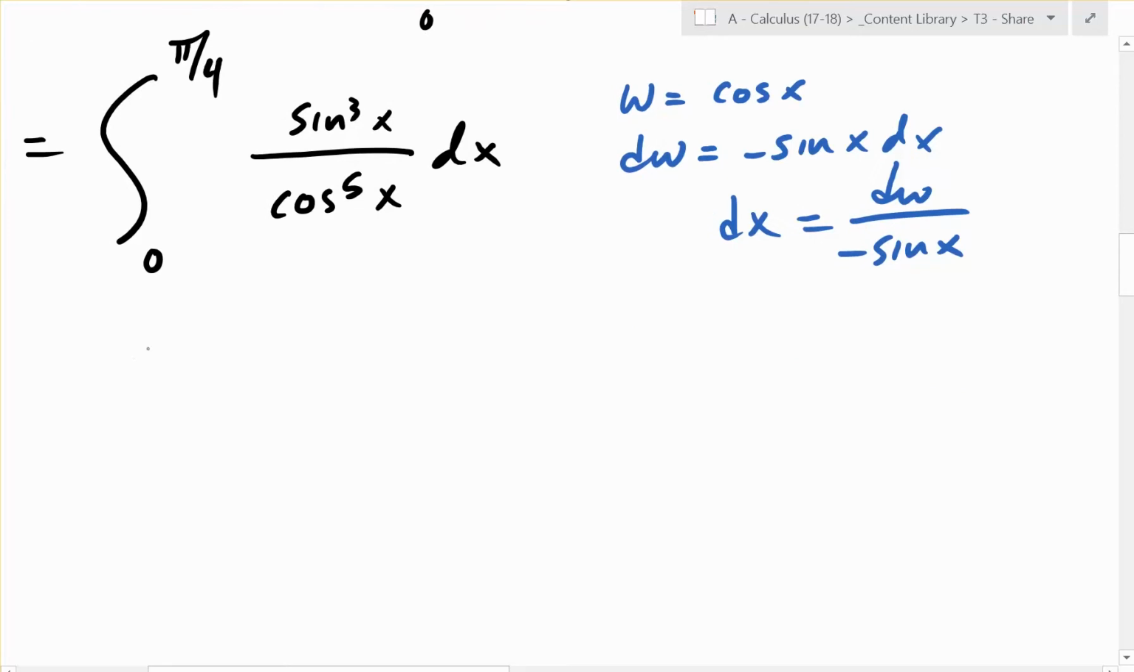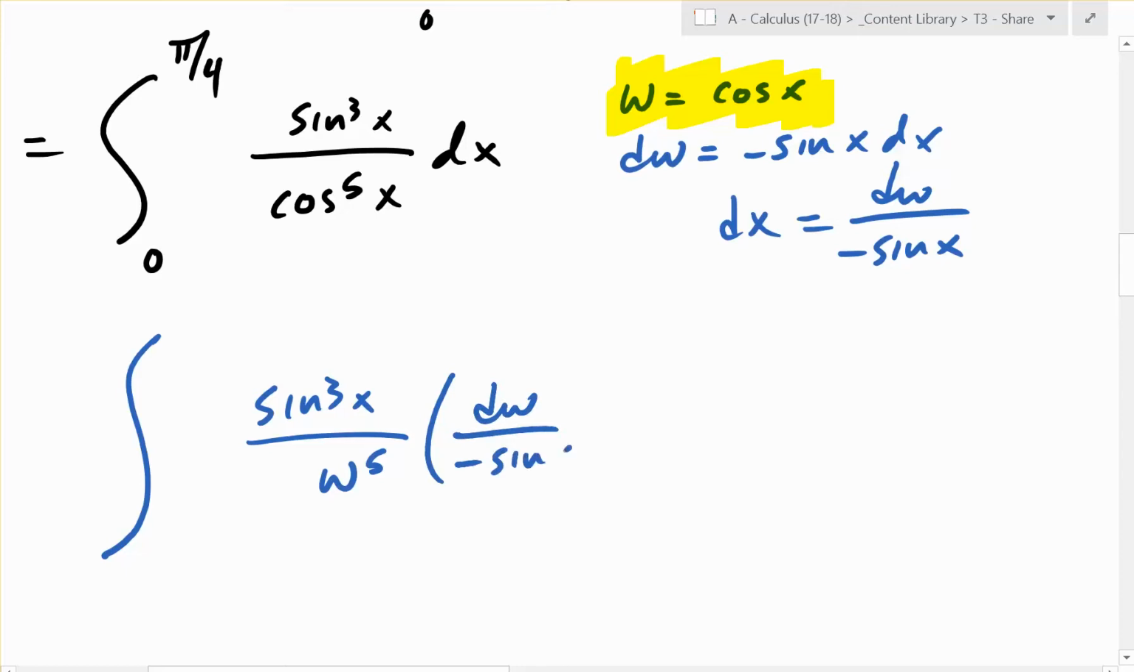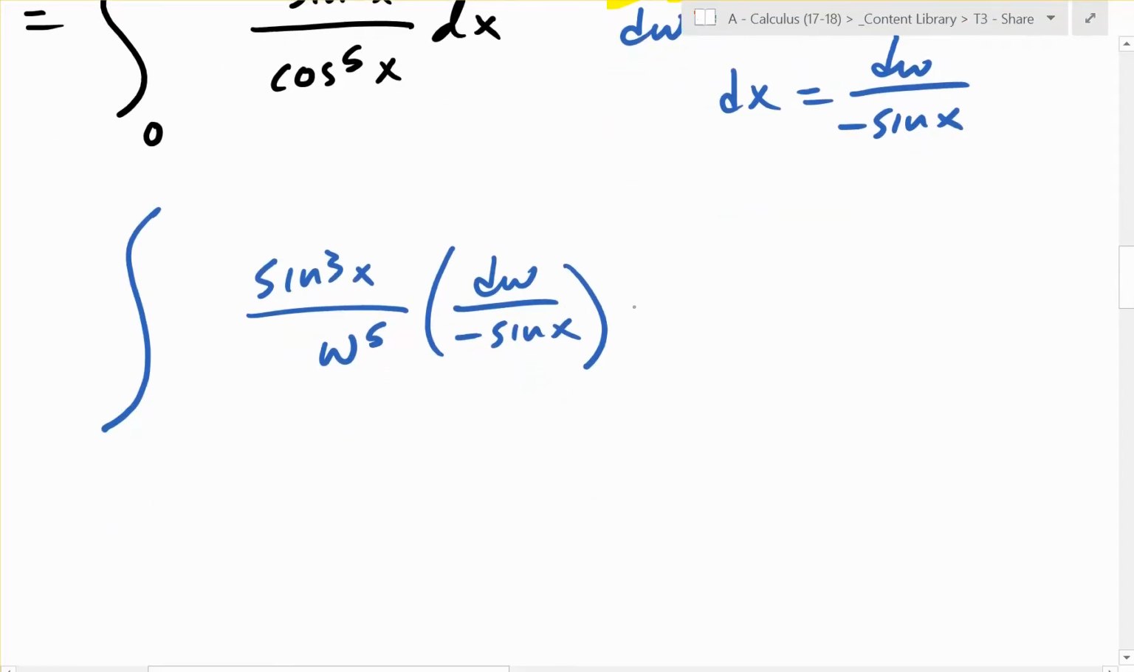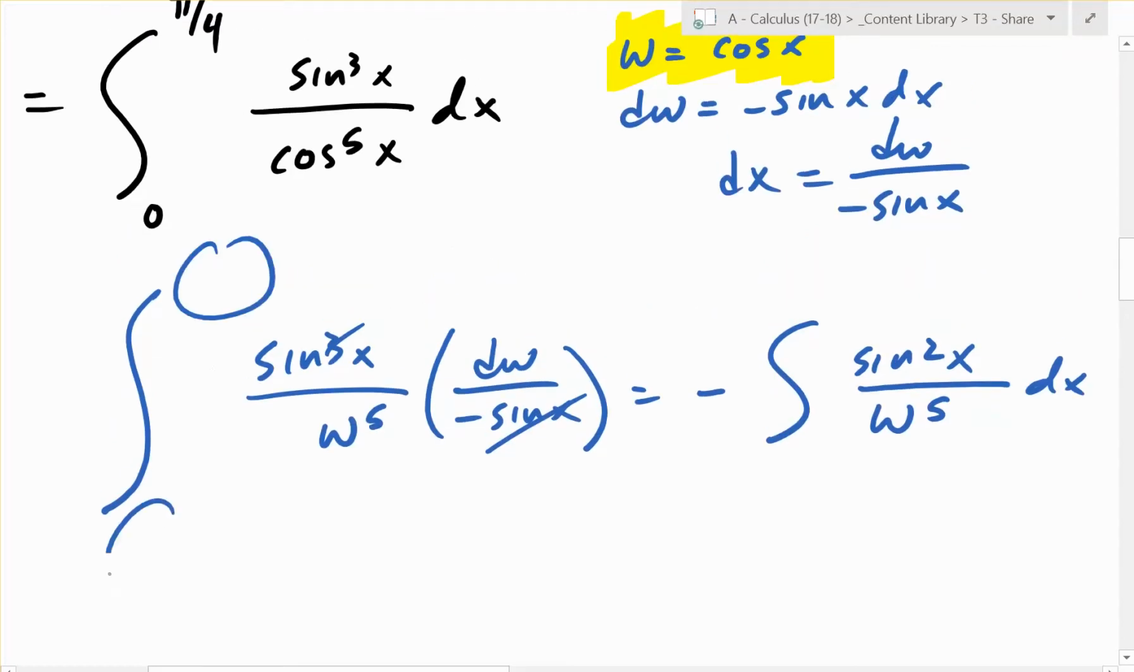Now when we substitute in, it's going to be the integral of sine cubed x over w to the fifth, because w in this case was cosine. And instead of dx, we write dw over negative sine of x. Now, some of this is going to cancel. We get a negative outside, and then one of these sines cancel. So you get negative sine squared x over w to the fifth dw. And you'll notice I did not put the limits of integration in.